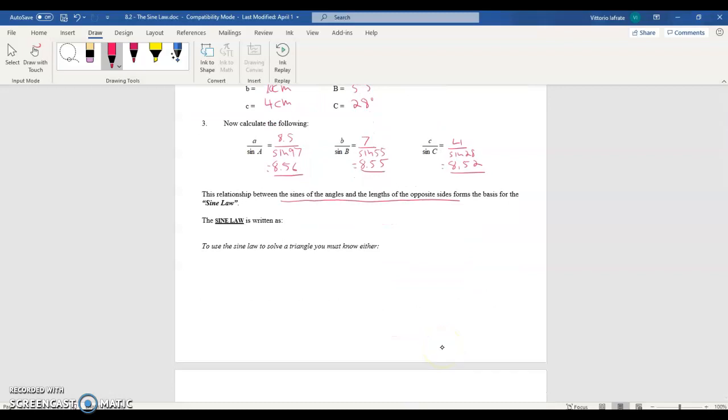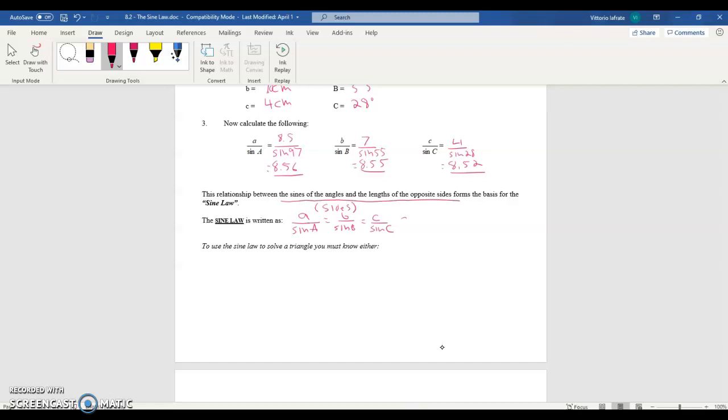The first way I'm going to write is this way here. So you can write A over sine A. So the length of side A over the sine of angle A is equal to the length of side B over the sine of angle B, which is equal to the length of side C over the sine of angle C. And you're going to write it like this when you're looking for sides. So when you're looking for sides, you'll write it this way.